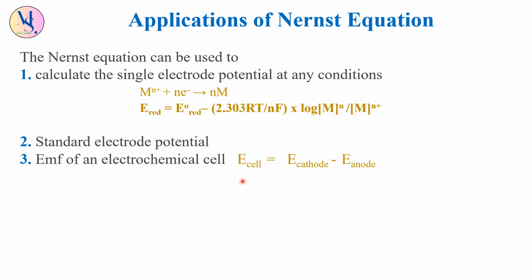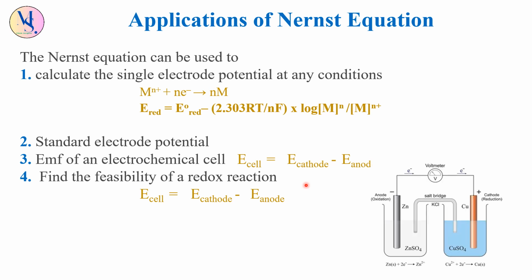Nernst equation is also useful to determine the overall cell potential, which is actually the difference of cathodic cell potential and anodic cell potential. With the help of Nernst equation, we can also determine the feasibility of a redox process. As I have already discussed in my previous lecture, with the help of an electrolytic cell which contains zinc as an anode and copper as a cathode.